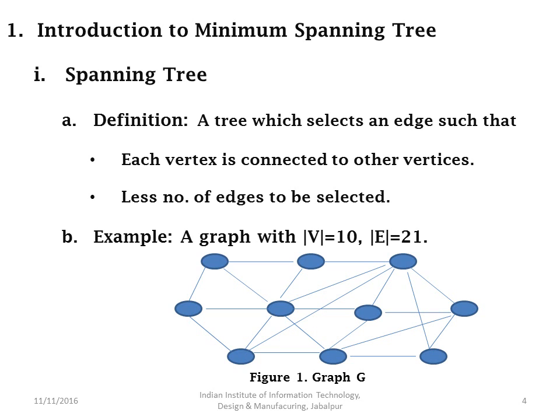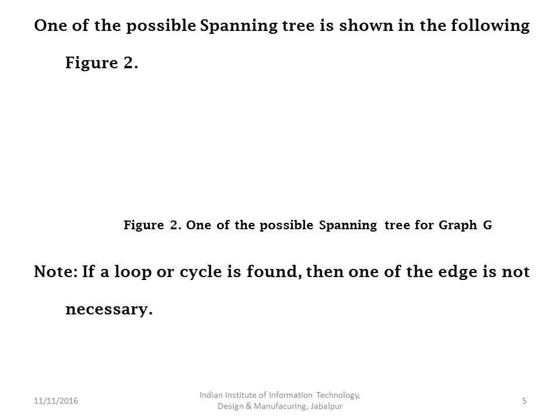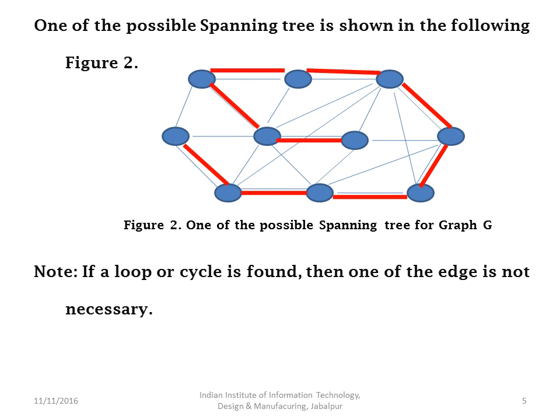For example, consider the graph shown in figure 1. The graph has 10 vertices, V equals 10, and the number of edges available is E equals 21, where V is the set of all the vertices and E is the set of possible edges. So we will find the spanning tree from figure 1. One of the possible spanning trees is shown in figure 2. As we can see, we have selected 9 edges that connect all the vertices.